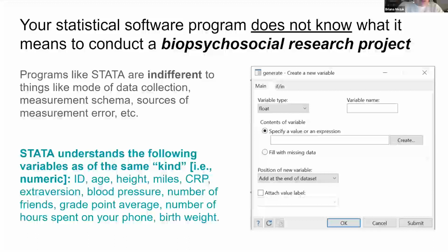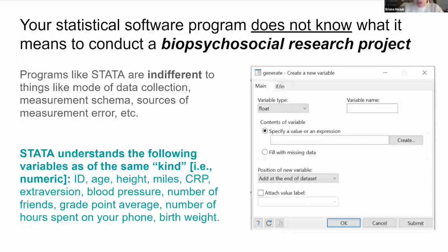I guess I had one more bit of preamble. The other thing that you need to remember is that your statistical software program, no matter what it is, does not know what it means to conduct a biopsychosocial research project. What do I mean by that?